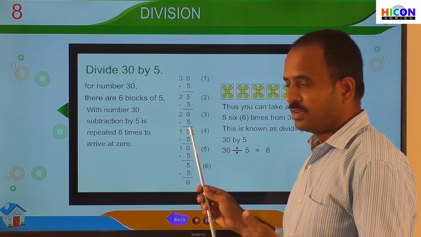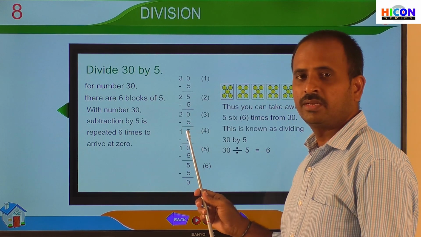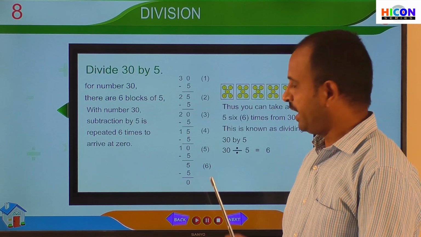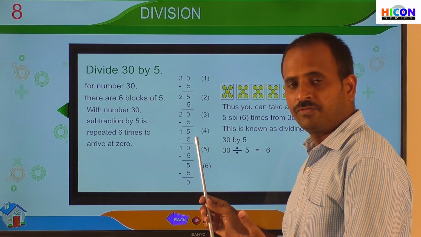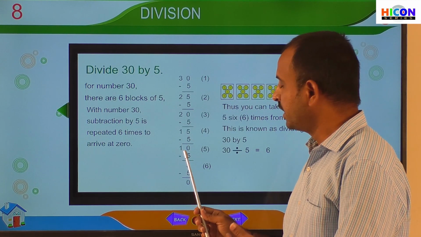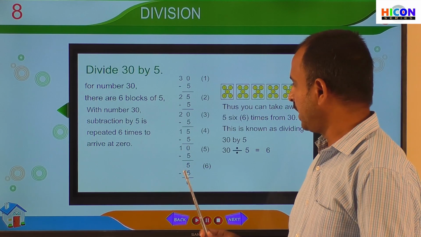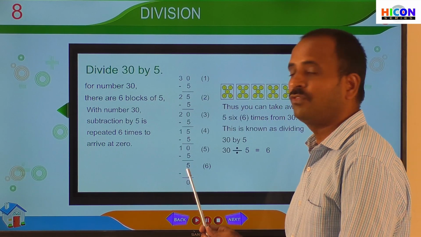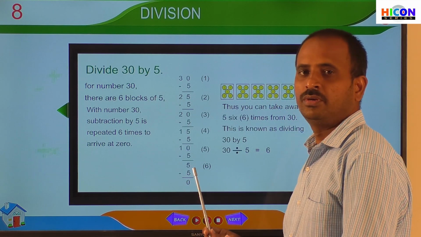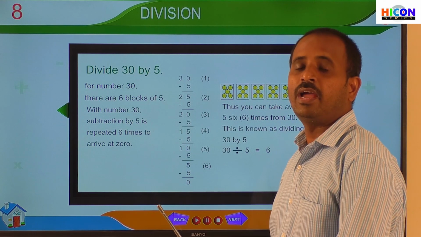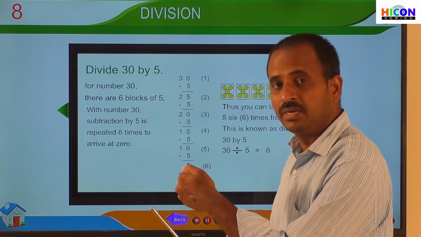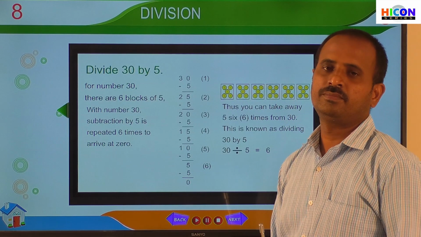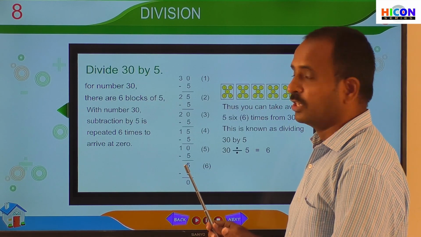And children, again subtract 5 from 20. How much will we get? We will get 15. And again subtract 5 from 15. How much will we get? We will get 10. And again subtract 5 from 10. We will get 5. And finally subtract 5 from 5. We will get 0. So children, in this way, we have to subtract a number repeatedly from the given number until we get 0.